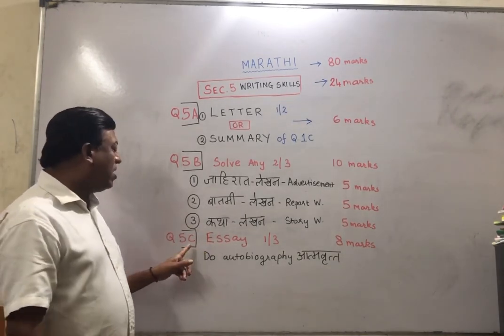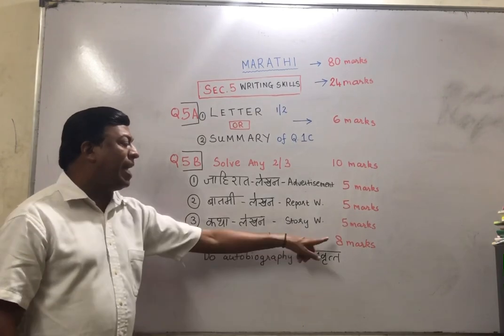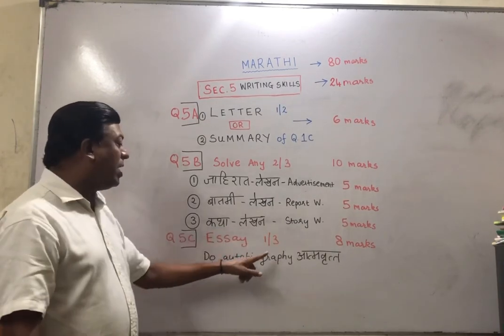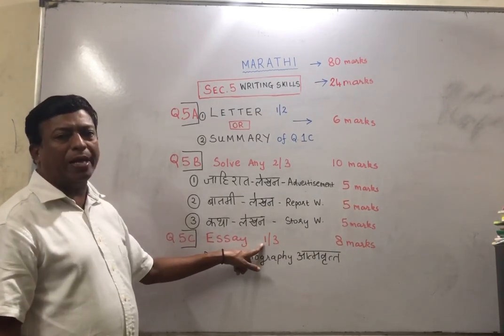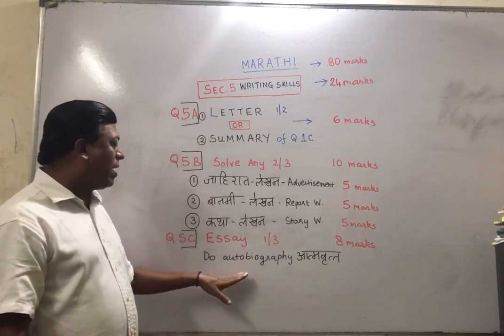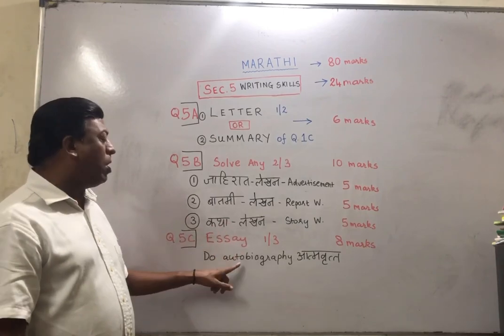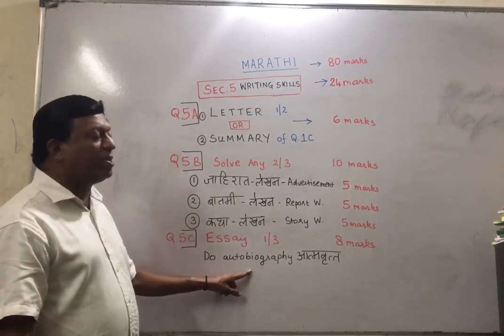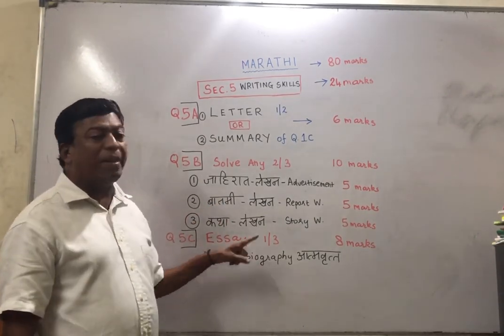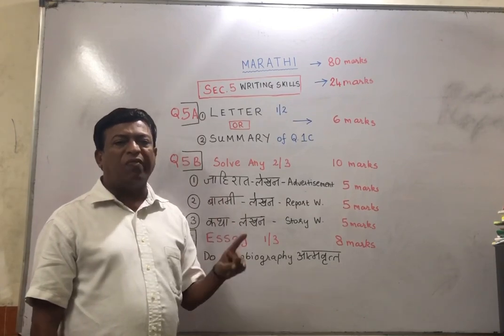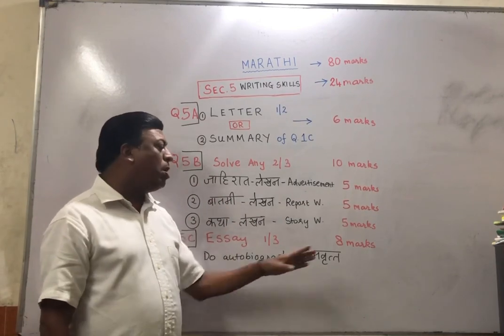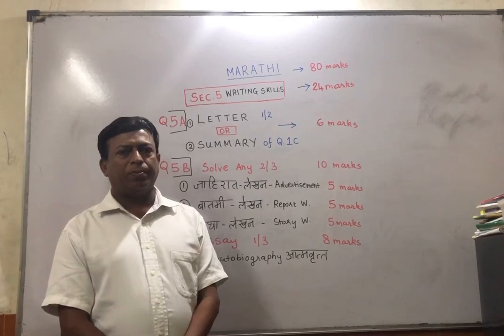Last but not the least, 5C essay writing, that carries 8 marks. Now there are 3 essays, you have to do 1. Now 1 always comes, that is Atmavritta, autobiography of a living person or a non-living. So please do that autobiography. I have already made 1 simple autobiography. Please revise that and you will get your marks in this.